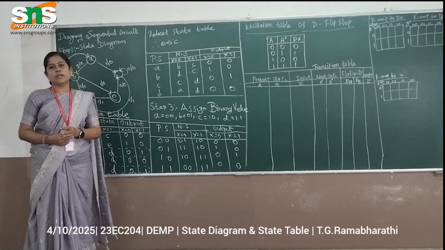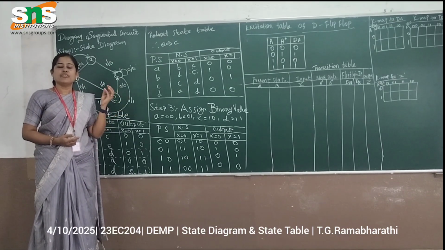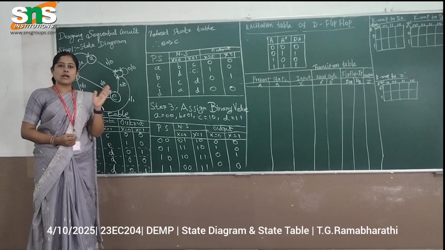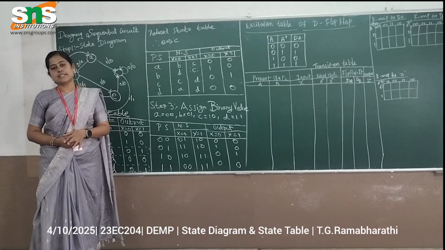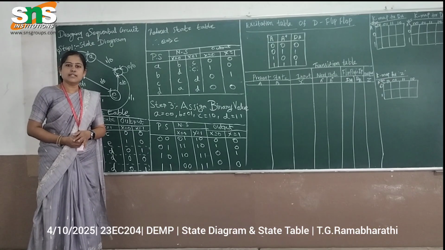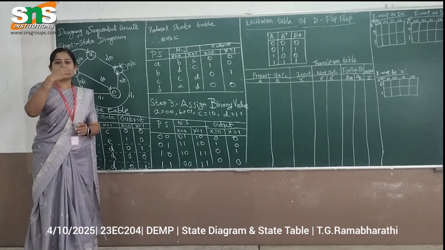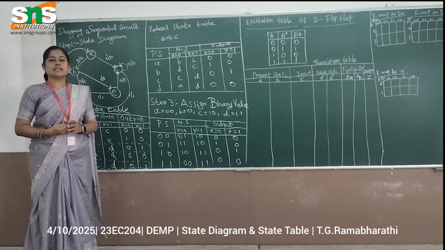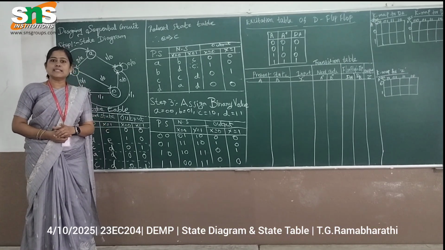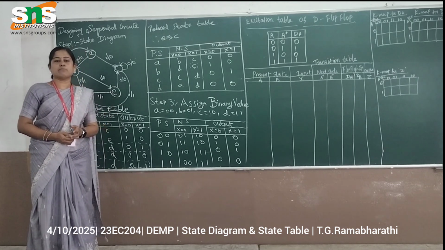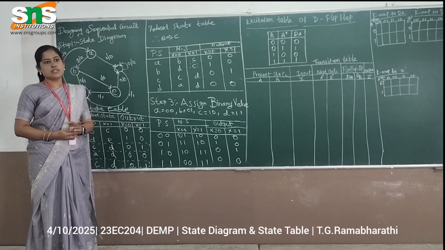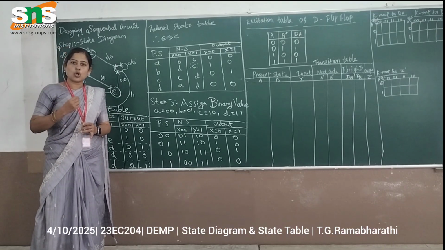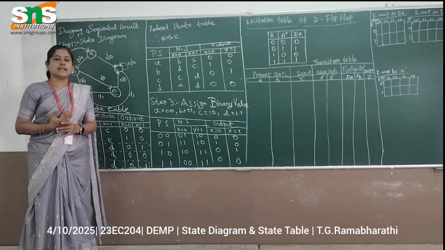So the first step is, from the given specification we have to draw a state diagram. Step 2 is we convert that state diagram into a state table. Step 3 is, if possible, that means if states are repeated, we have to minimize that state table. Then step 4 is to assign binary values to the minimized state table. And step 5 is, by using whichever flip-flop we are going to design the sequential circuit with, we have to draw that flip-flop's excitation table.